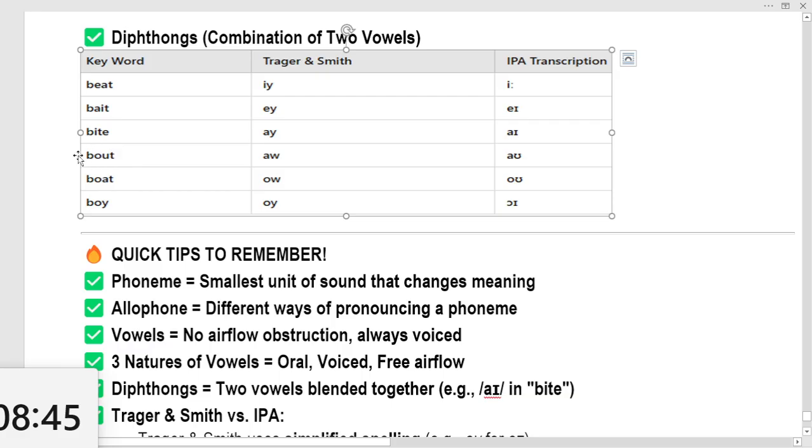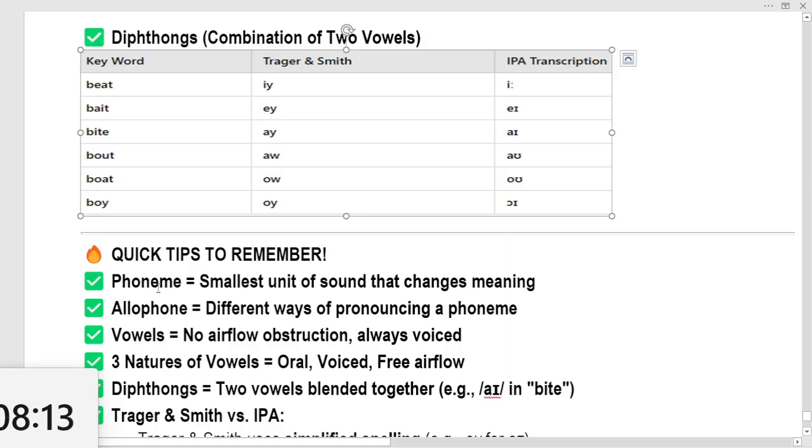Bout. Bout? Bought. Not quite sure of that. I will take a look right after the discussion. Ito, kung ito, bout, parang siyang about, di ba? Ow. Bout. Okay, correct pala. Bout. Ow. Yan. Boat. Boat. Boy. Oy. So, yan ang diphthongs for English.